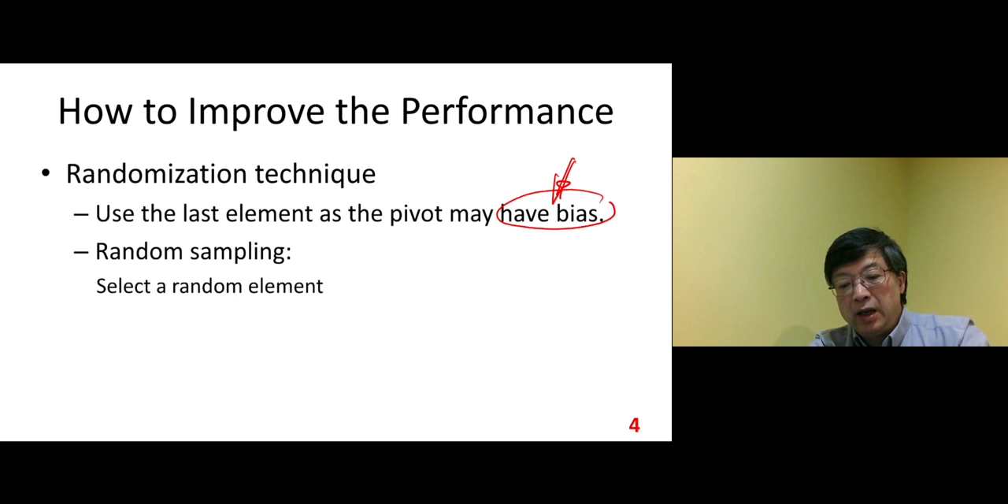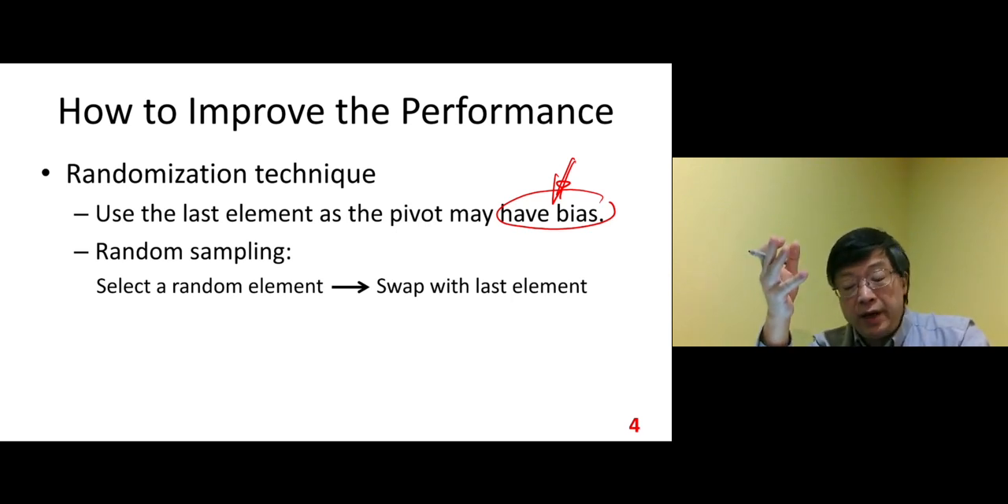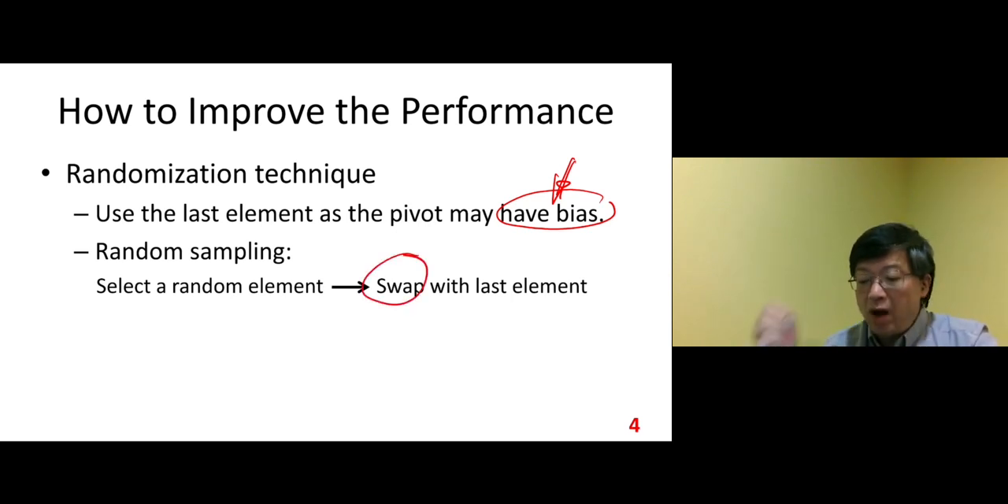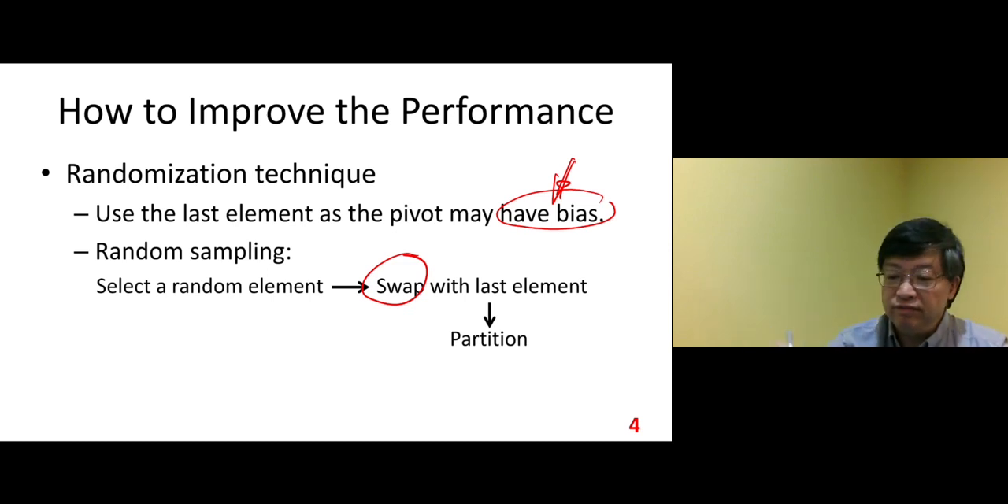Select a random element from the array. Then, because we want to put it at the end of the array, we do one swap. We can make it the last element, but we need to use one swap. Then we do partition on that. So this is the simple randomization technique.